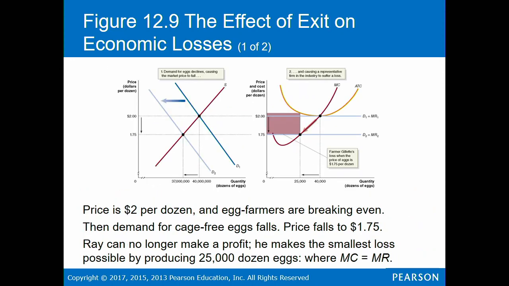Now, if firms are earning a loss in the short run, we can see the same basic thing happen, only from the opposite direction. So initially, we have the demand curve here and supply curve here in equilibrium. And we have the firm here, their demand curve, marginal revenue curve, equals the price at $2.